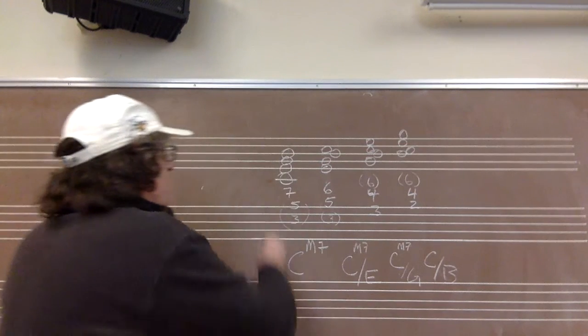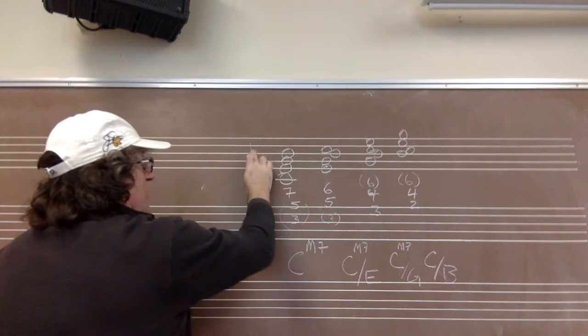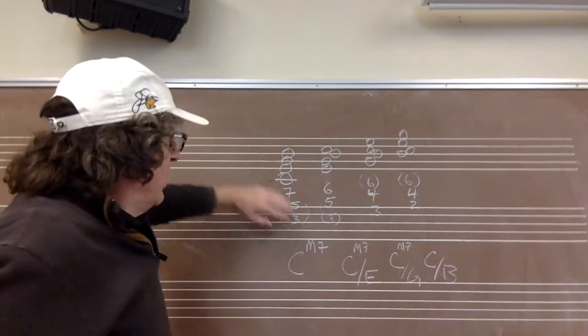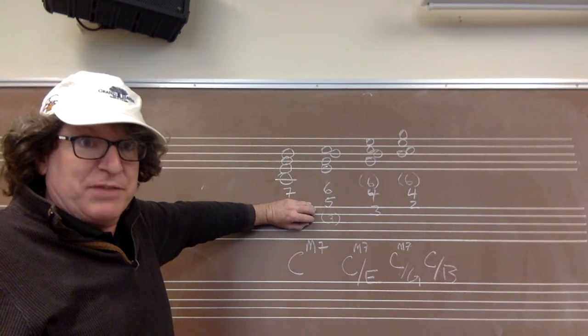If I were to change the key and put a flat here, then I would have to put a flat by the 7. So we change it with flats and sharps. But basically, it's just a 7. It tells you it's a root position chord with a 7th added.